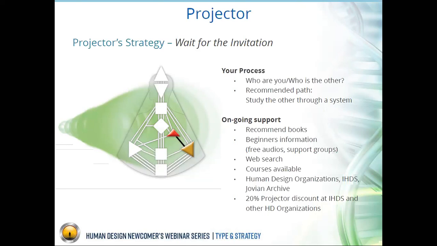And Ra Uru Hu, the founder of human design, recognized that projectors were going to need a very thorough education just because of their nature. So he initiated, as a manifestor does, the 20% projector discount that is offered on certain products and materials to make it a little bit easier for the projector to do their studies.